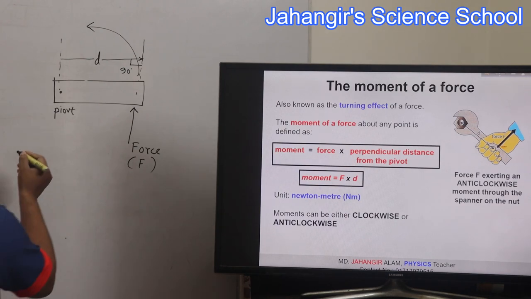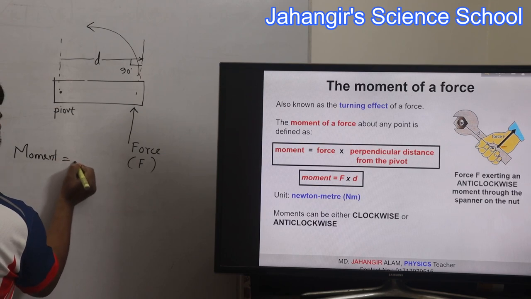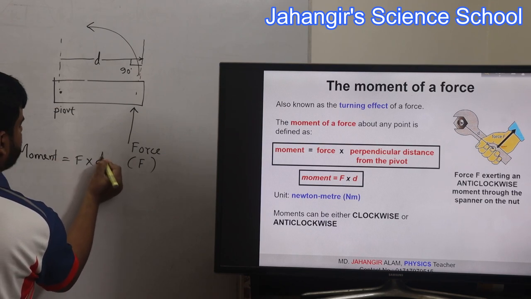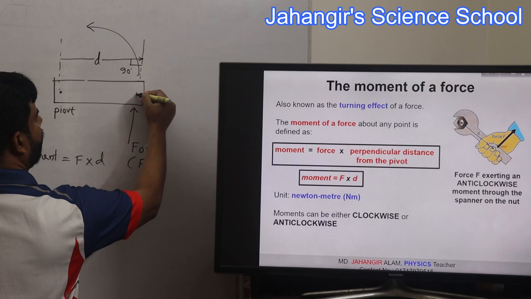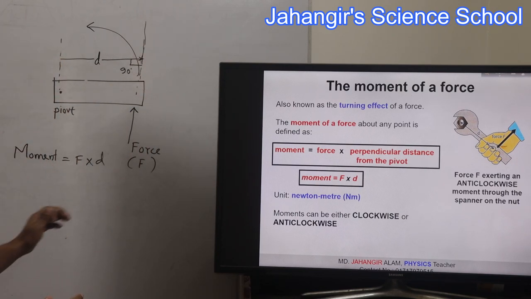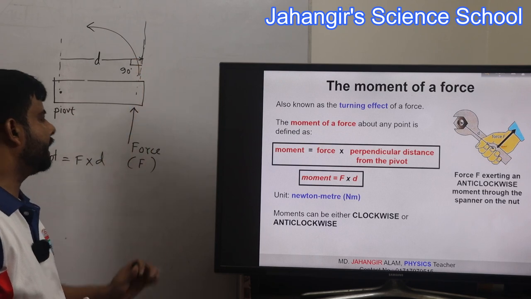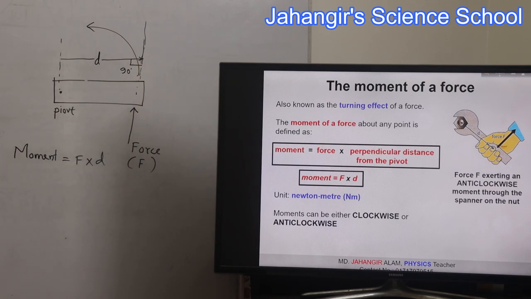So, remember, moment equals force times perpendicular distance from the line of action of the force to the pivot. Perpendicular distance means this distance makes a right angle or 90 degrees with the direction of the force.